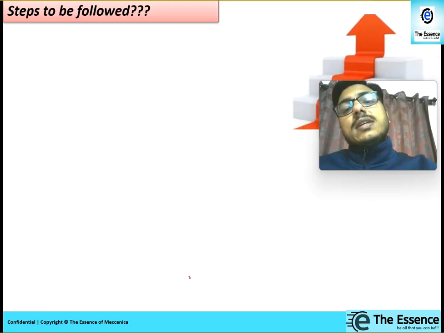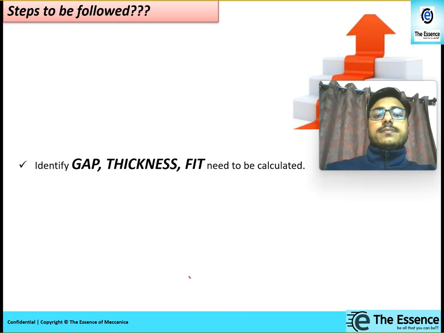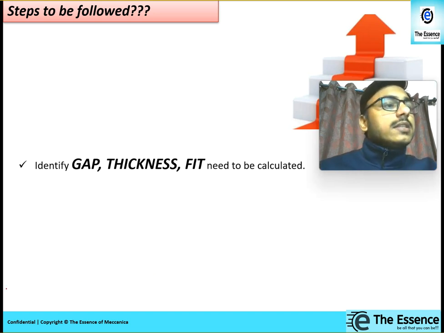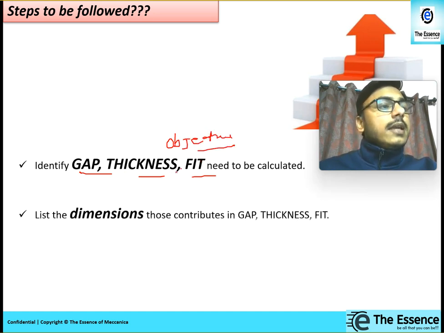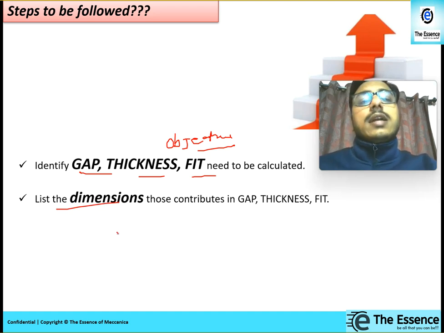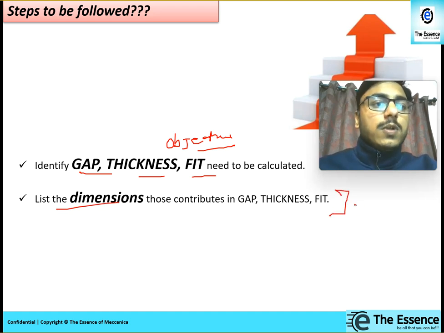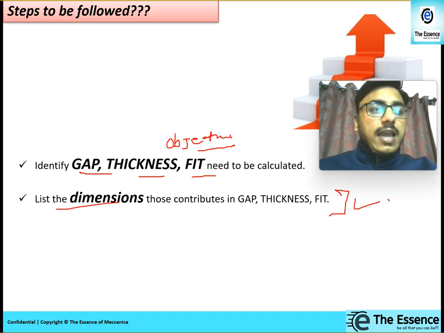So what are the steps to be followed in tolerance stack up analysis? First, we need to decide the objective. What is the gap, thickness or fit we need to calculate? So objective first, decide the objective. Then list all the dimensions that are going to contribute to the gap. That is the main thing we do. List all the dimensions that are going to contribute to that gap.